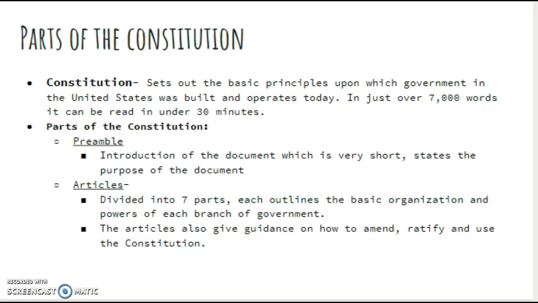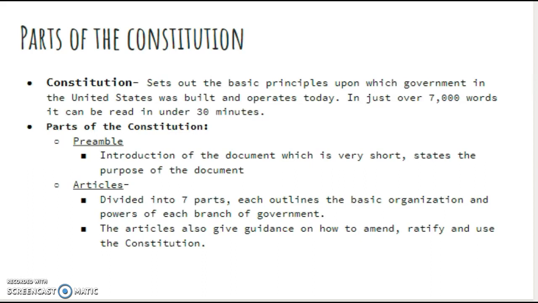Okay, so again, the Constitution sets out basic principles upon which the government in the United States was built and operates today. It is just over 7,000 words, and it can be read in under 30 minutes. Of the parts of the Constitution, we've talked a great deal about the preamble. This is just an introduction to the document. It's very short, and it states some of the purposes of the document. So, for example, it talks about establishing justice. It also talks about peace, general welfare, liberty, and so on.